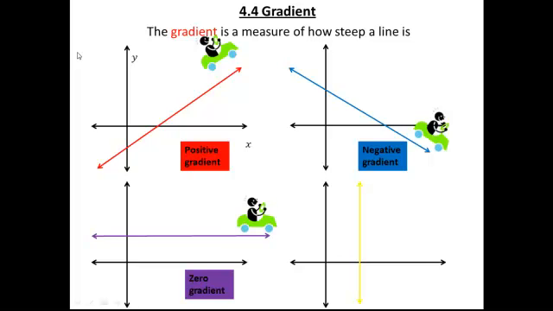And this one here, you can imagine if I had a guy trying to drive down a completely vertical hill, he'd run into a little bit of trouble. So we say that that is a gradient that's undefined, okay? That doesn't have a gradient at all. It's neither positive, negative, or a 0 gradient. So you need to know what all 4 of those are.